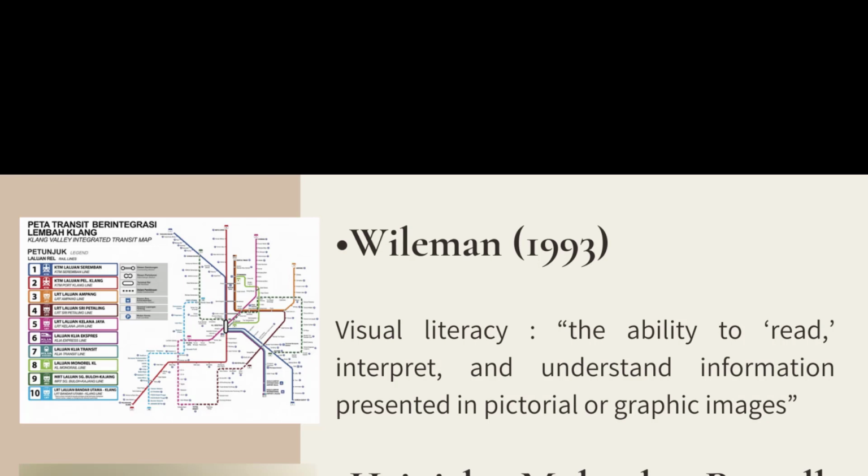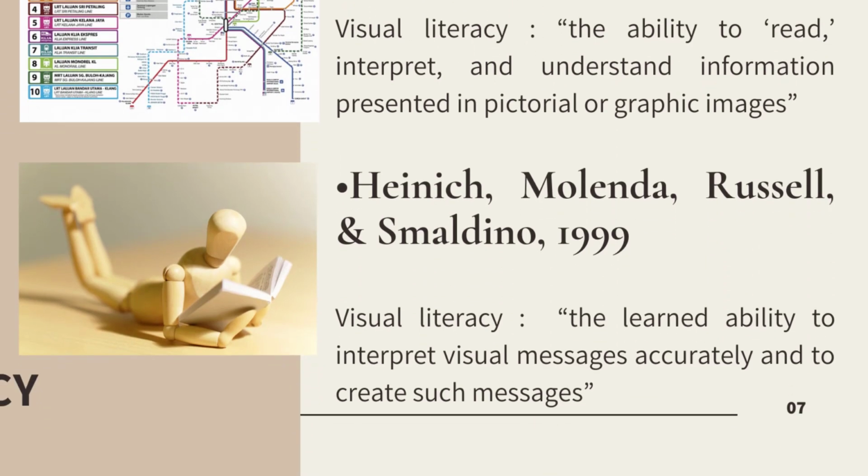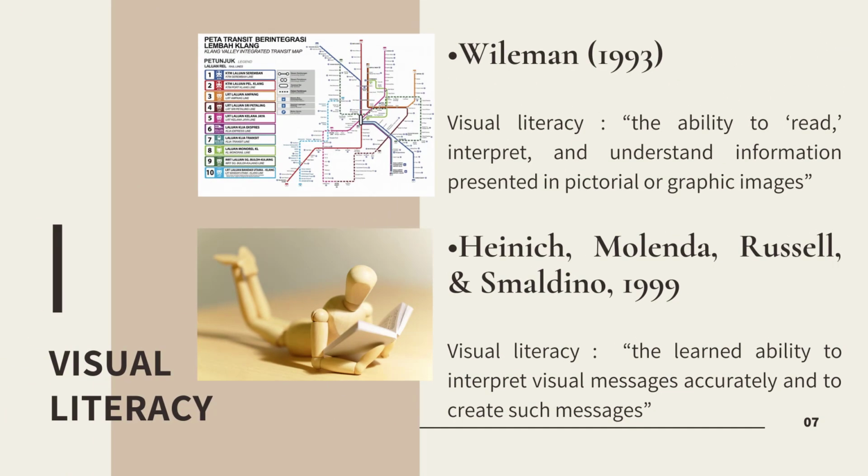And the other definition, from Heinich, Molenda, Russell, and Smaldino 1990, is the learned ability to interpret visual messages accurately and to create such messages. So getting the meaning behind any graphic, the ability to understand what the idea or the message behind this image or graphic is, is called visual literacy.